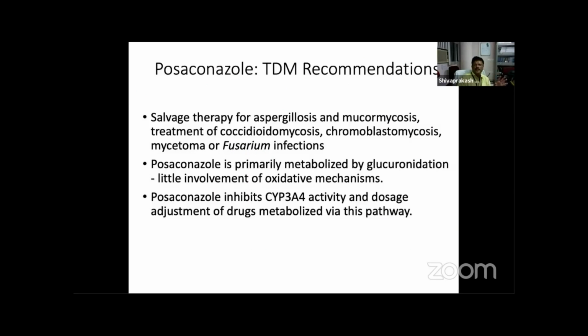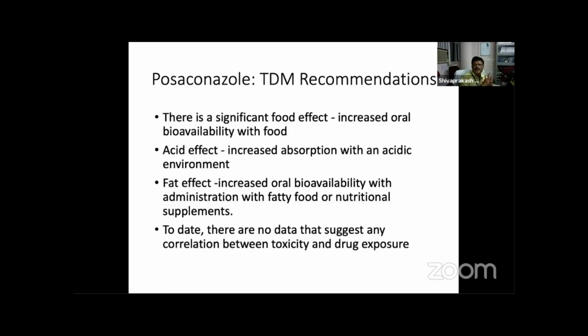Posaconazole, it is generally known that it's used as a salvage therapy for aspergillosis, and even in mucormycosis, FDA has approved it as a first-line therapy, along with amphotericin B. For coccidioidomycosis, chromoblastomycosis and others, it has been used as a salvage therapy. This one will inhibit CYP3A4 activity, and there is a significant absorption issue. Oral bioavailability is increased with food, and absorption is increased in an acid environment.